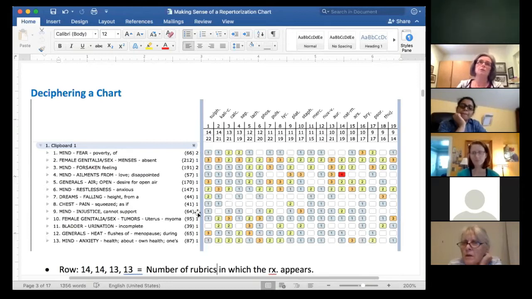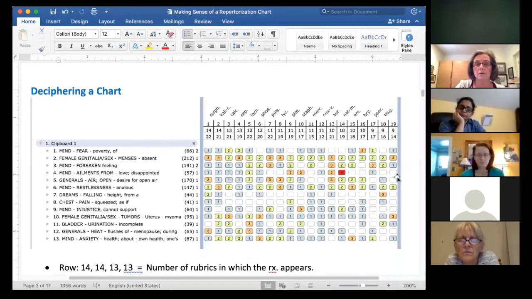If you want to increase the intensity on a hand-scored rubric chart, you just double whatever it is. So if it's an intensity of 3, I think 4 is the highest intensity, then if mind, fear of poverty was a 3, you would add in 3 to your total number of rubrics. Okay, so that's all it is. That's all there is to the chart.